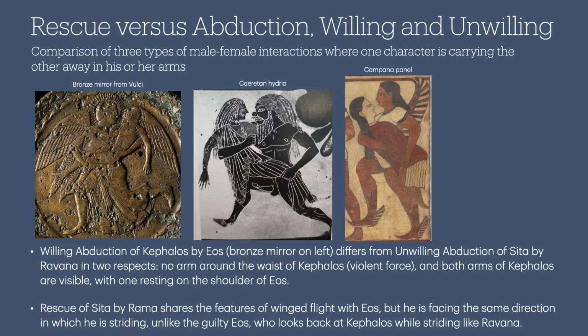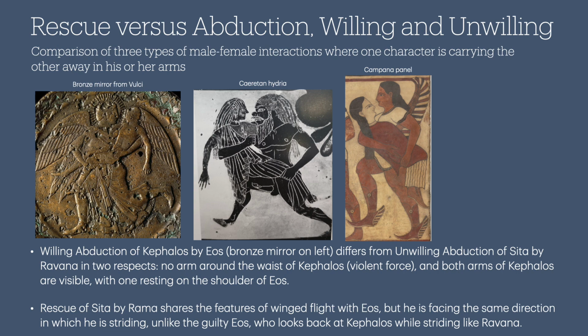So now that we've compared the willing abduction of Kephalos by Eos and the unwilling abduction of Sita by Ravana on the Khayartan hydria, I want to again make the second major point where we compare the Kapana panel to the bronze mirror, where Eos is abducting Kephalos.